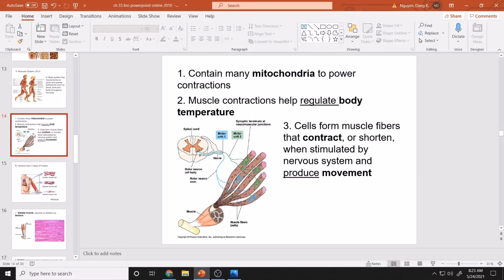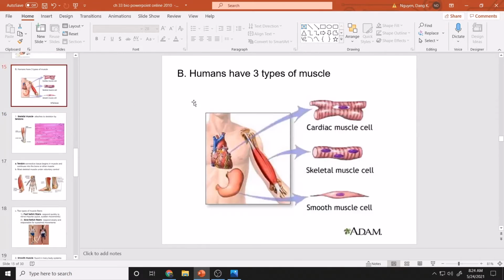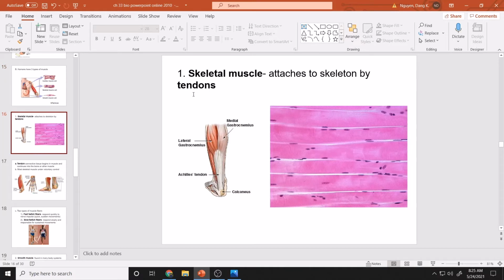So muscles move when they contract, and it's stimulated by the nervous system. There are 3 types of muscle cells. You have cardiac muscle, which is found in your heart, skeletal muscle, which is attached to the bone, and then you have your smooth muscle cells, like those that are found in the digestive system. We'll look at skeletal muscle first.